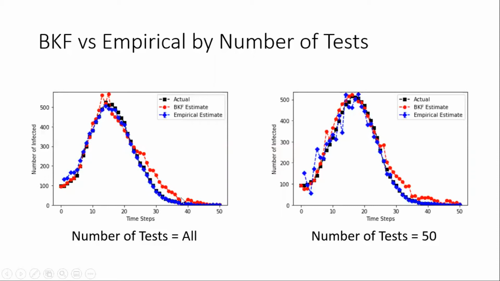However, this is not entirely accurate, as it is very unlikely we will be able to test every single student on every single day. So a more realistic number would be, say, 50 tests of students every single day. But when this happens, we can see that the empirical estimate tends to become much more chaotic and lose its accuracy. And because of this, we can see that the BKF becomes much more accurate due to the nature of its memory, whereas the empirical estimate only takes snapshots of the current number of positive tests to the total number of tests at every day.